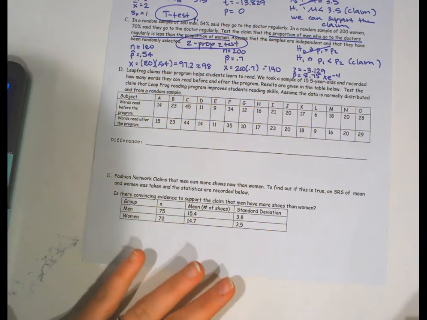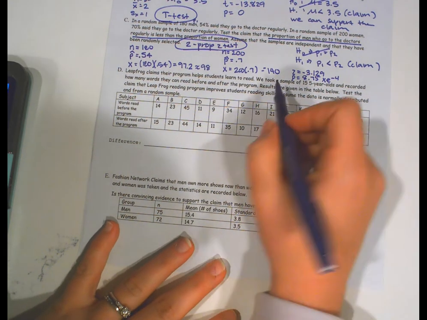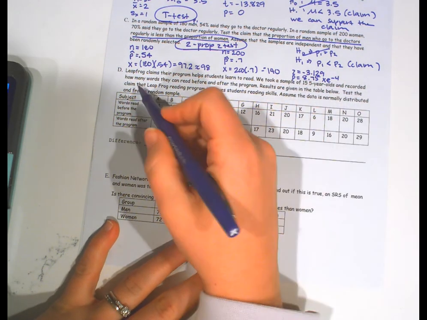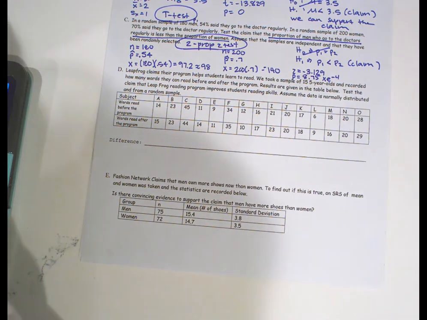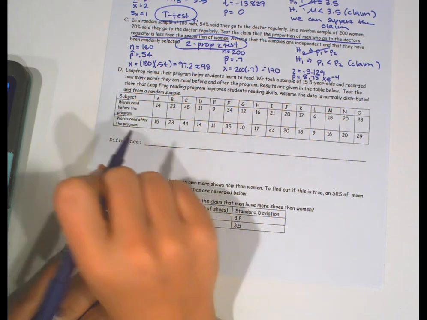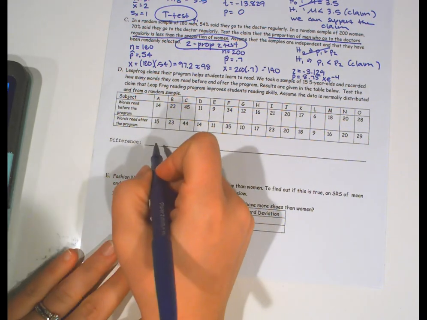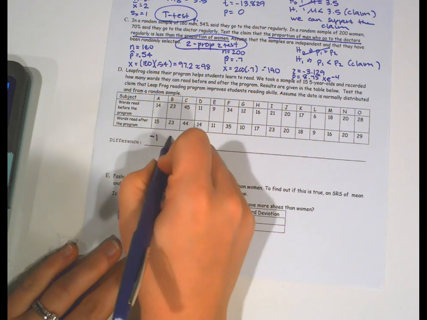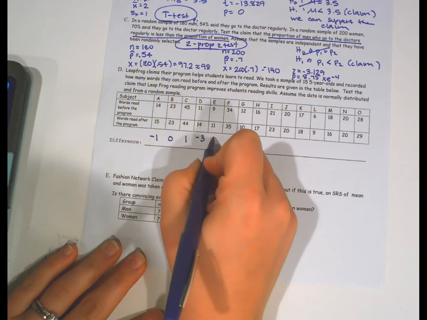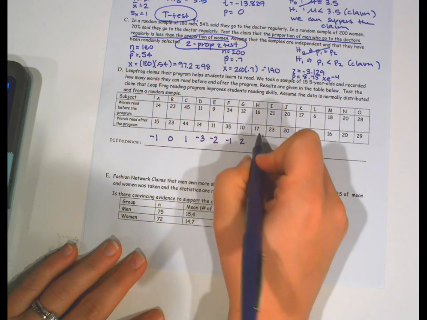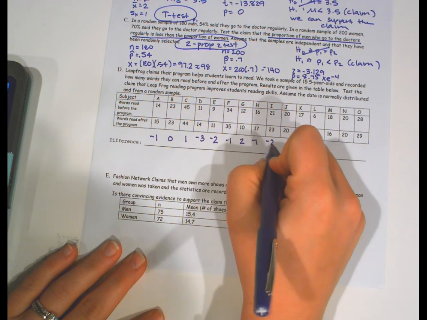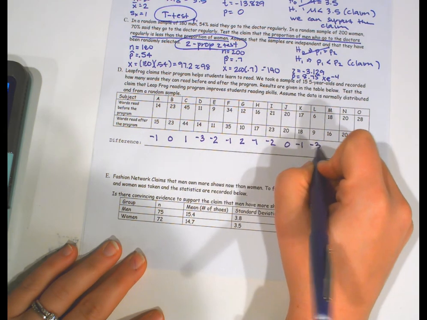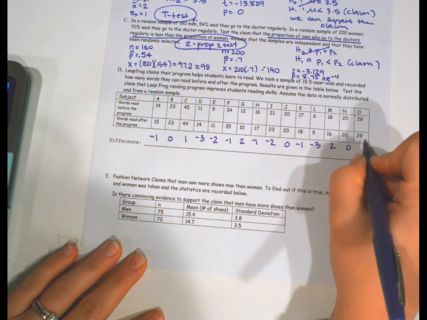Leapfrog claims that their program helps students learn to read. We took a sample of 15 5-year-olds and recorded how many words they could read before and after the program. Results are given in the table below. Test the claim that Leap improves reading skills. Assume the data is normally distributed and from a random sample. So the first thing we're going to do is find the difference. So we subtract straight from before to after. So this would be -1, 0, 1, -3, -2, -1, 2, -1, -2, 0, -1, -3, 2, 0, -1.